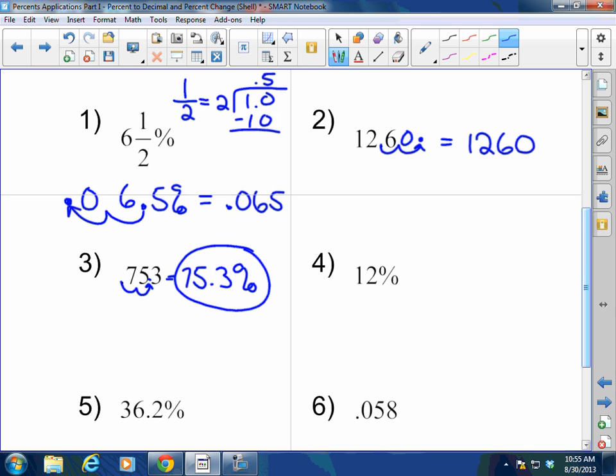12%. Well, 12%, I'm going to go to a decimal. So I'm going to go 1, 2 to the left. So that's going to equal 0.12.